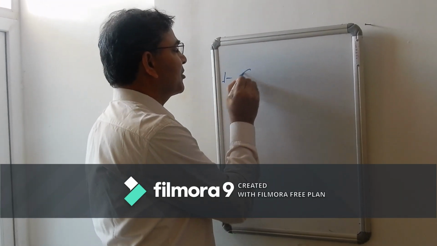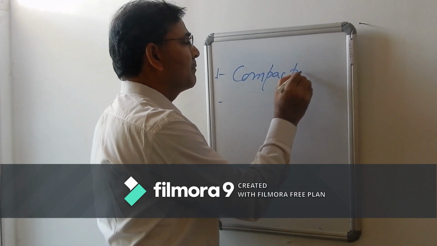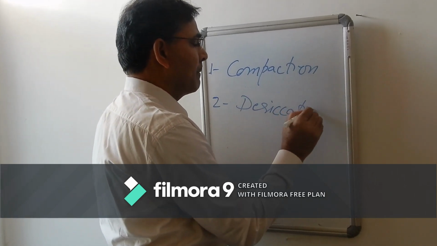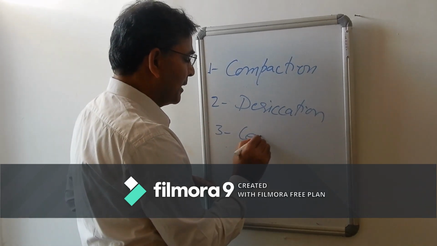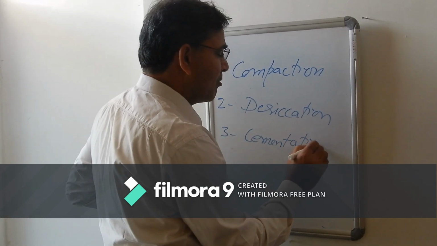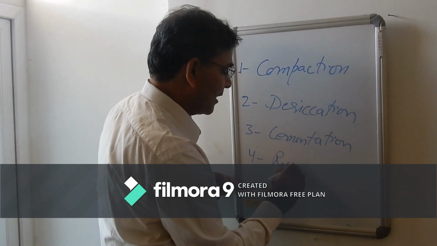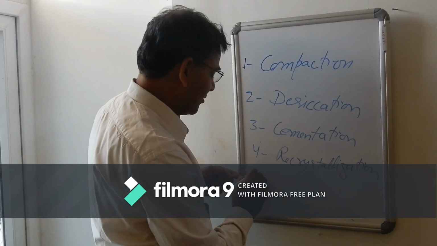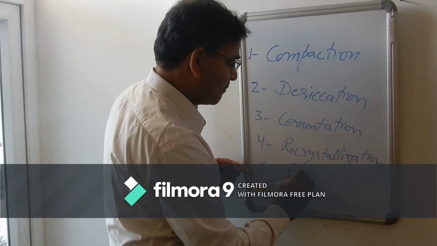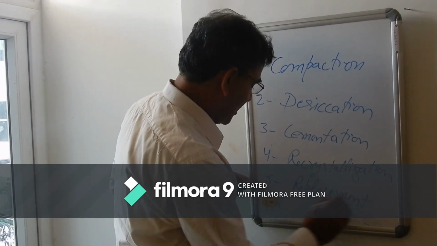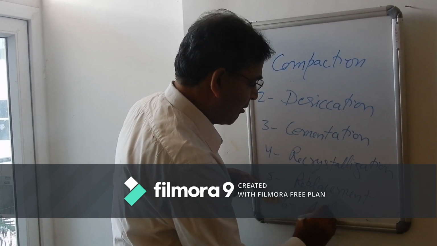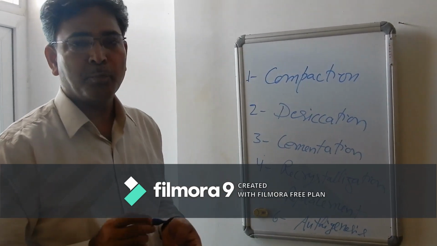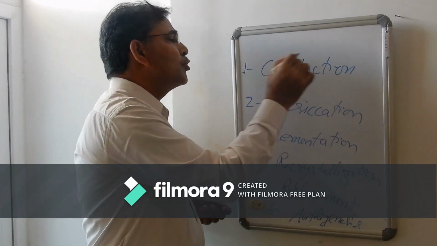Number one process of lithification is compaction. Second is desiccation. Third is cementation. Fourth is recrystallization. Fifth is replacement or alteration. And sixth is orthogenesis.